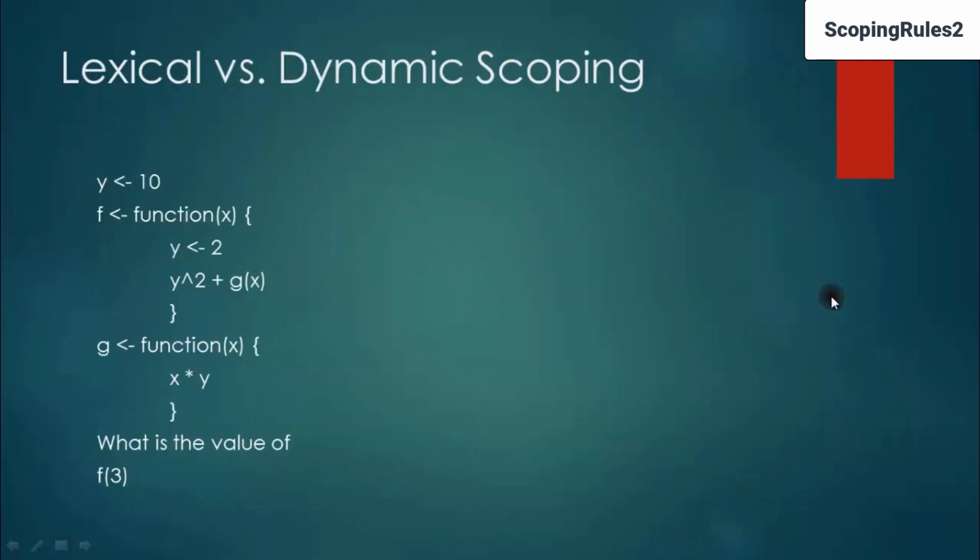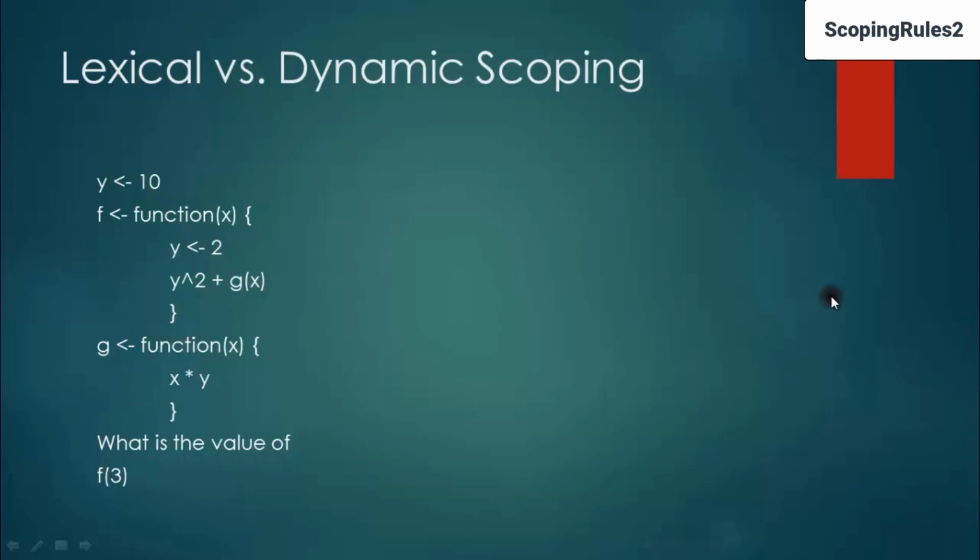Moving on, you'll see lexical versus dynamic scoping. So let's have a function. We have assigned y as 10, and we have a function f of x wherein y is assigned the value 2, and it returns y squared plus g of x, inside the function. Now g of x is a function wherein we return x star y. So what really happens when we call f of 3?